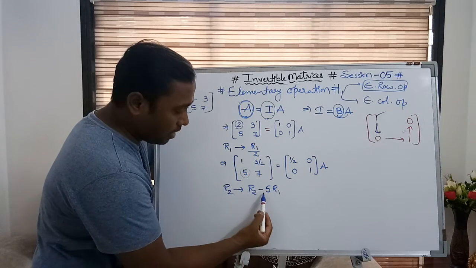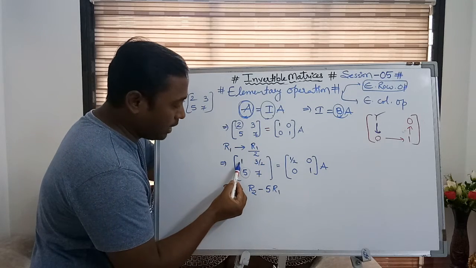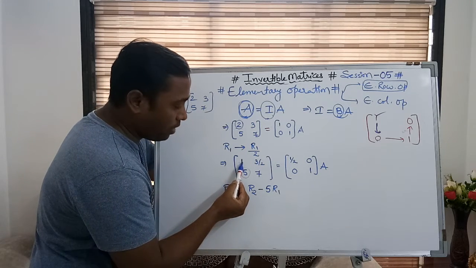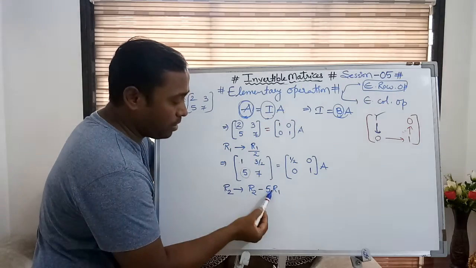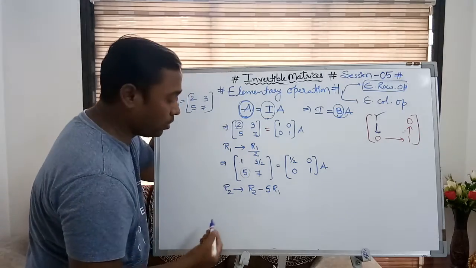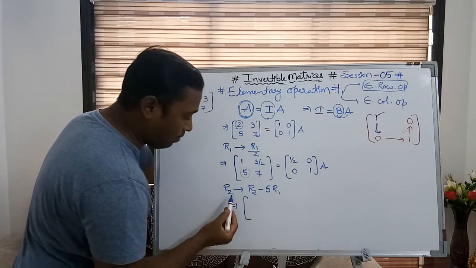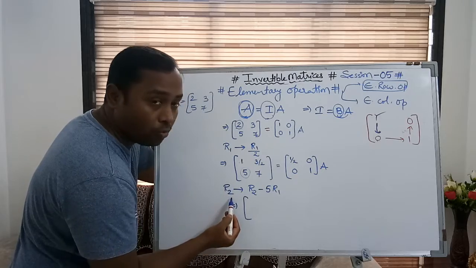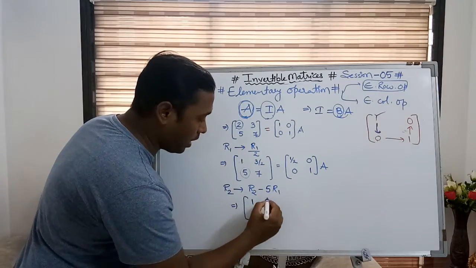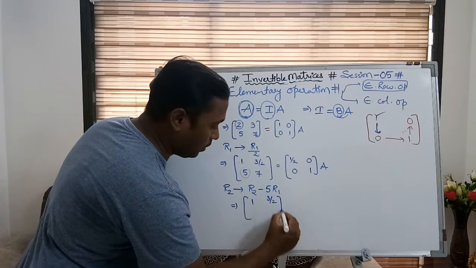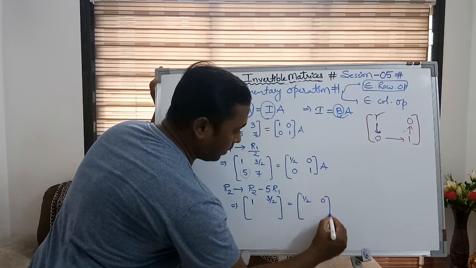What do we subtract from R2? 5 times R1. So what is 5 times the R1 element? 5 ones are 5, and that is subtracted from R2. So when 5 is subtracted from 5, the answer will be 0. In this step I am going to change R2, hence the R1 elements will remain the same. So R1 as it is: 1, 3 by 2, 1 by 2, 0 as it is.